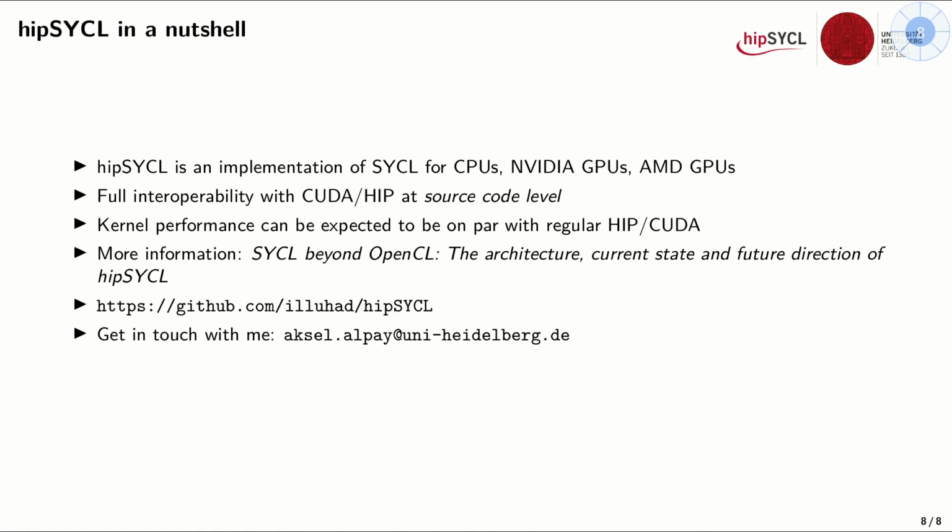So to wrap it up, hipSYCL is an implementation of SYCL for CPUs, NVIDIA GPUs, and AMD GPUs. It provides full interoperability with CUDA or hip at source code level and really allows you to create highly optimized device-specific code paths using the latest CUDA or hip intrinsics, for example. By design, kernel performance can be expected to be on par with regular hip or CUDA.